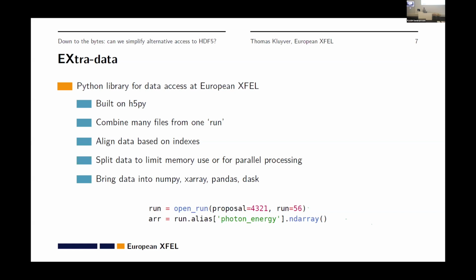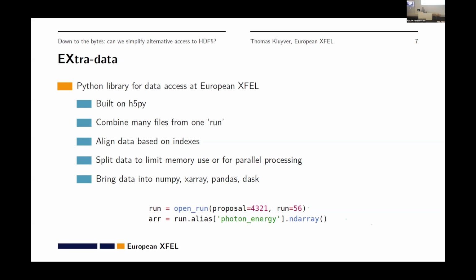And it's all based around bringing data into standard Python data analysis libraries. So we bring data into NumPy, Xarray, Pandas, Dask, depending on what the user wants and what makes sense for that data. So this is what it looks like at the bottom. You open a run by the proposal and run number, and then the very simplest thing is we're looking up some data by an alias that's defined somewhere and loading it as a NumPy array.